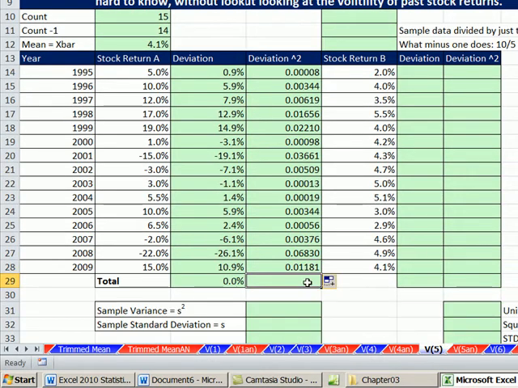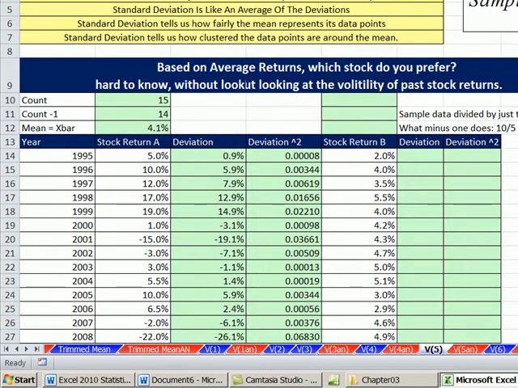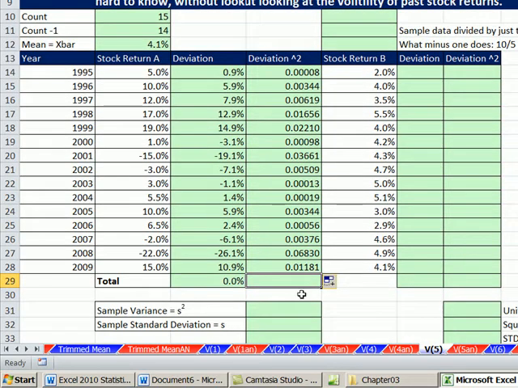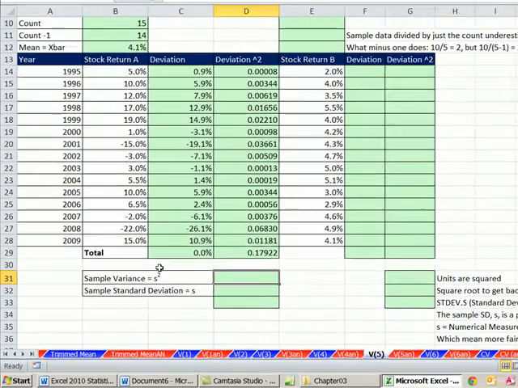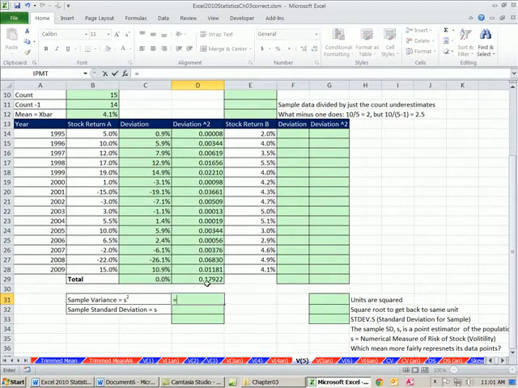Now, the total of all these deviations squared, that's this part right here, the top part of this division, the numerator. So I'm going to add all these up. Alt equals. All right. And now we're going to calculate something called variance. This is sample variance. All variance means is it's before we take the square root. So here we go. Equals the total of all the deviations squared divided by our n minus 1.